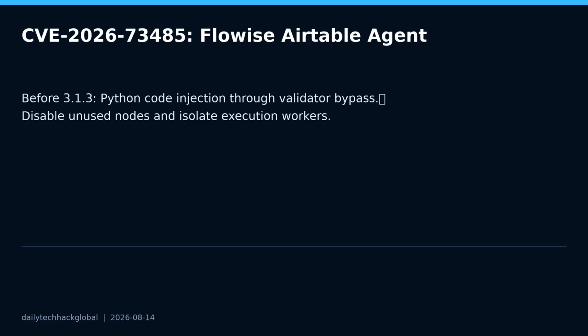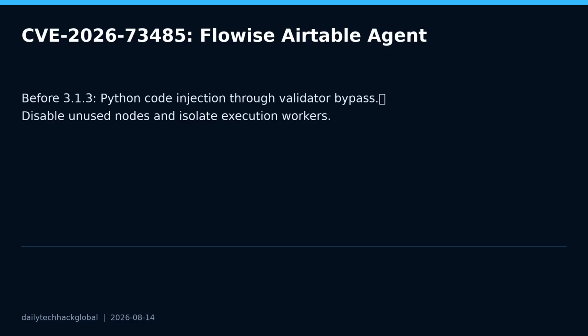Second, CVE-2026-73485, also fixed in Flowise 3.1.3. NVD says the Airtable agent node contains a code injection vulnerability that can allow unauthenticated attackers to execute arbitrary Python code by bypassing a validator block list through obfuscation.